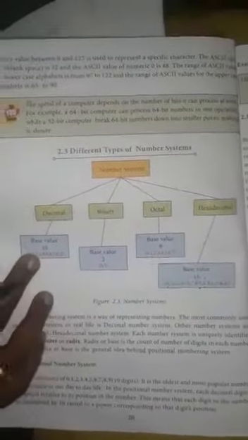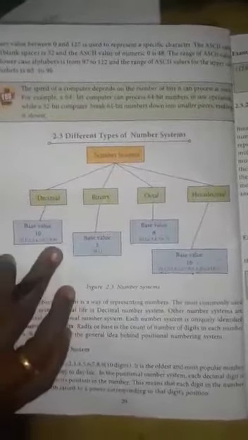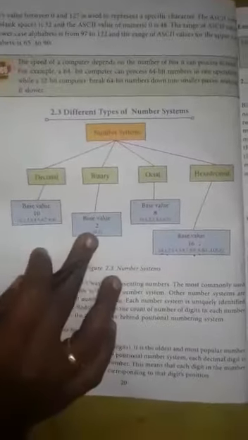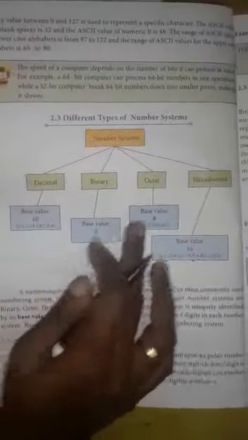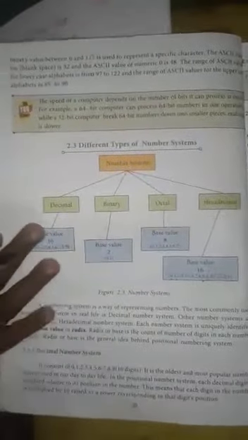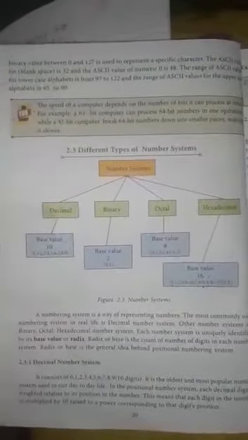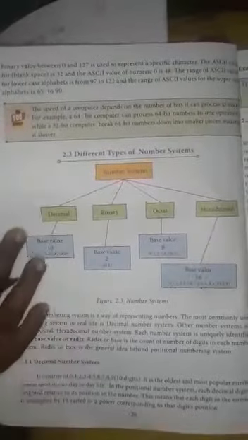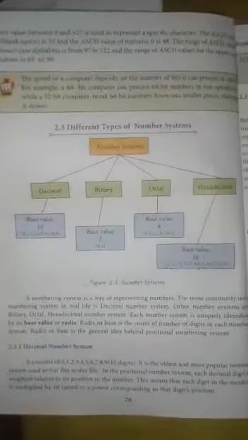There are four types of number systems: decimal, binary, octal, and hexadecimal. The decimal number base value is 10, numbers 0 to 9. The binary number base value is 2, numbers 0 and 1. The octal number system base value is 8, numbers 0 to 7. The hexadecimal base value is 16, numbers 0 to 9 and capital letters A to F. This is very, very important. Study these numbering systems very well. We use the decimal number system in everyday life; it is the most commonly used numbering system.